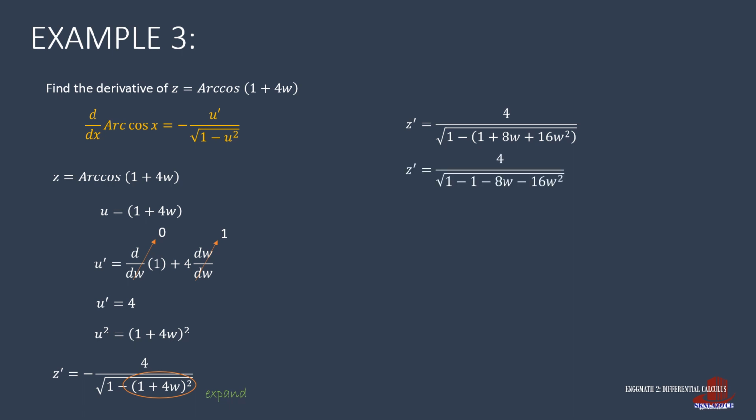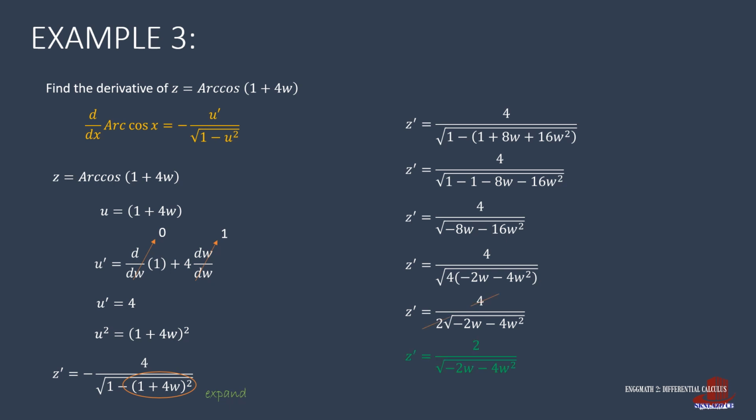This can then be simplified as 4 over the root of negative 8w minus 16w squared. Next, we can factor out 4 from the denominator, and also take it out from the radical sign to make it 2. This can then be cancelled with the numerator, making z prime as 2 all over the root of negative 2w minus 4w squared.